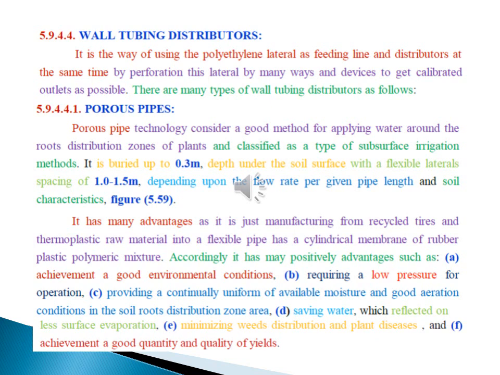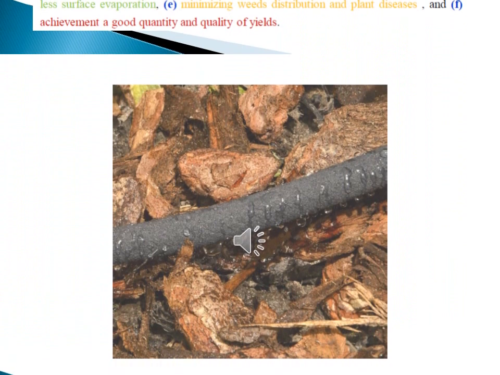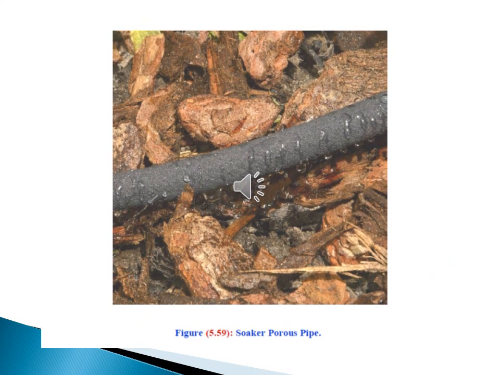Porous pipe. Porous pipe technology is considered a good method for applying water around the root zone of plants and is classified as a type of subsurface irrigation method. It is buried up to 0.3 meters depth under the surface with a flexible lateral spacing of 1 up to 1.5 meters, depending upon the flow rate per given pipe length and soil characteristics, as shown in the enclosed figure. Figure showing the sucker for spark.